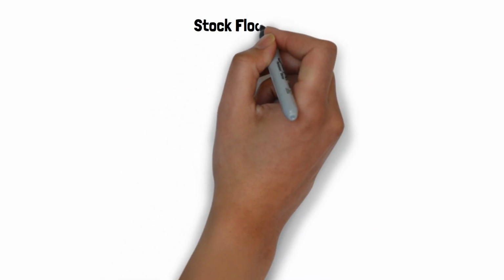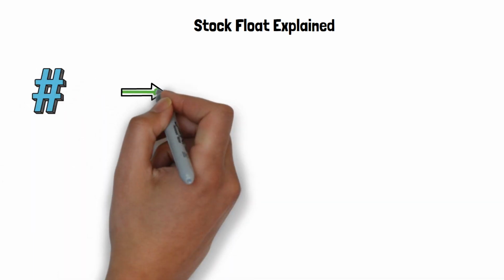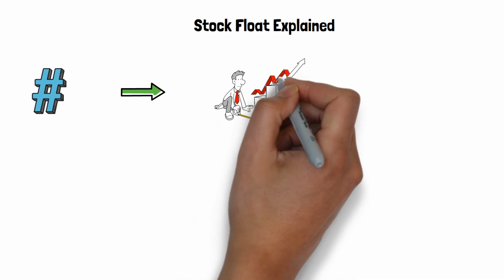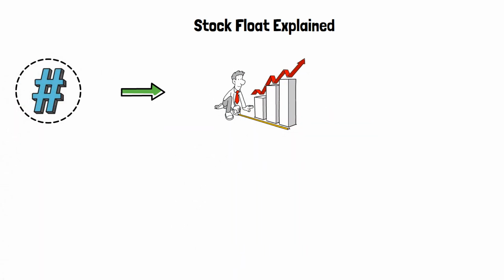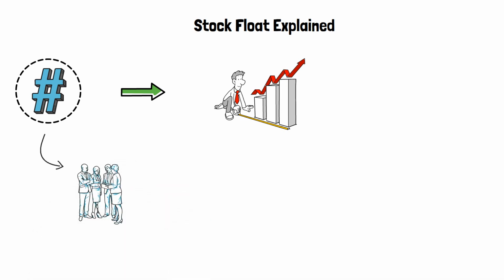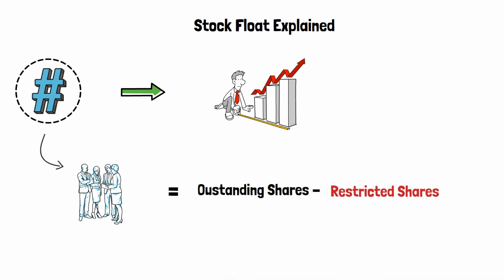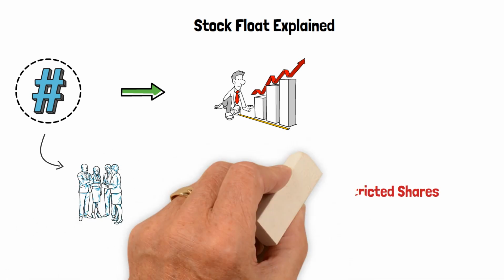So what is a company's stock float? A company's stock float represents the amount of shares a company has issued to the public that are currently available for trading. It serves as an indication of how many shares are actually bought and sold by the public. The stock float is calculated by taking a company's outstanding shares and subtracting closely held and restricted shares. Closely held shares may be shares held by employees and other major shareholders, while restricted shares are shares that are in a lockup period following an IPO.